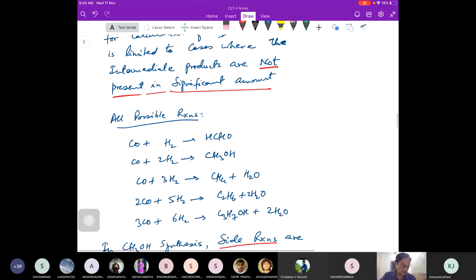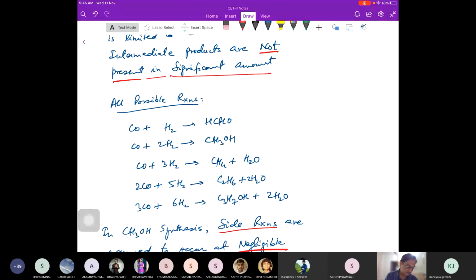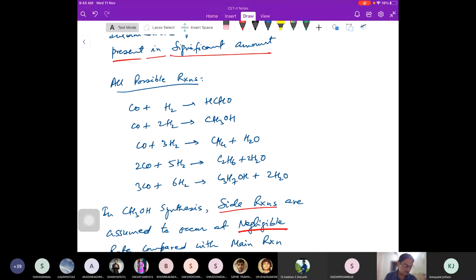ठीक है. So let us look at all possible reactions. क्या क्या हो सकते हैं. There are different reactions which can happen when CO and hydrogen react. One is formaldehyde formation. Second one is methanol formation. Third one is CH4 formation. Then again C2H6, C3H7O5. Different reactions can happen, but concentrations or product quantity may be limited. But these are all possible reactions.